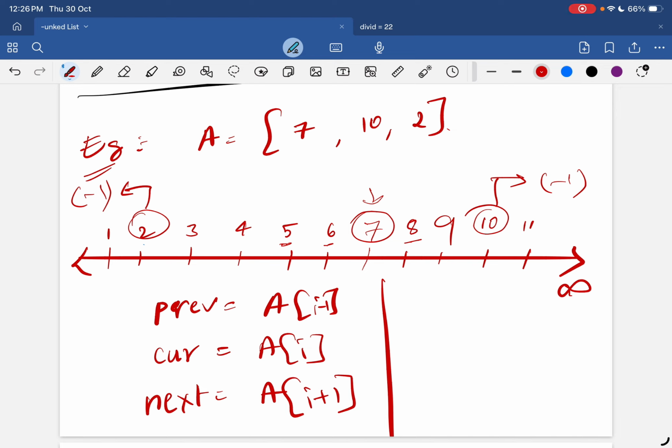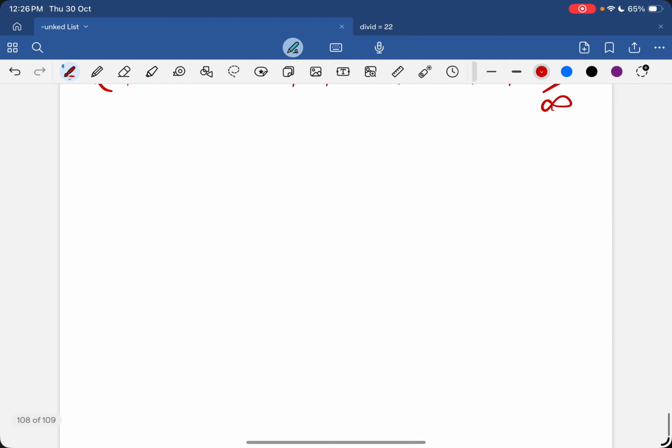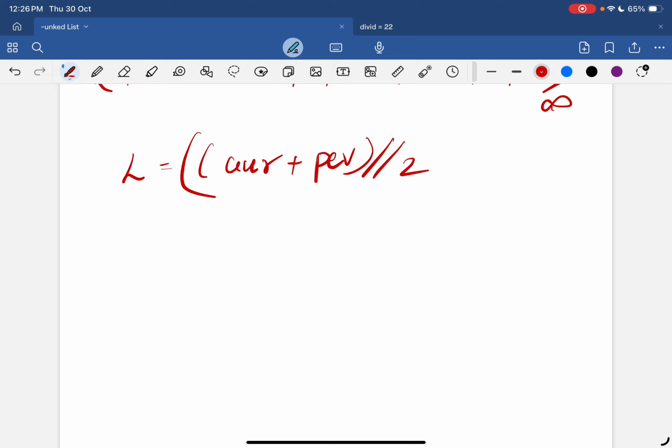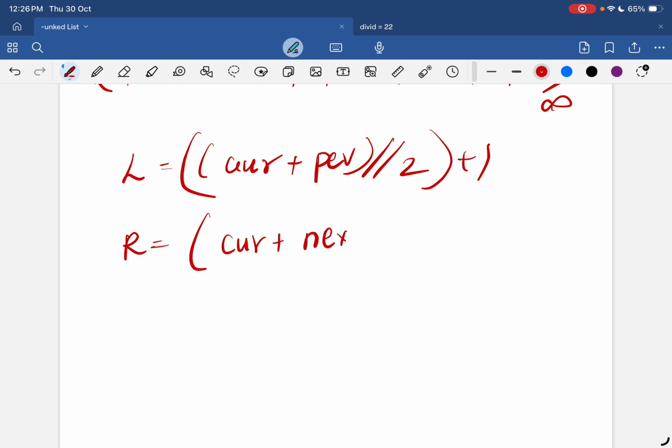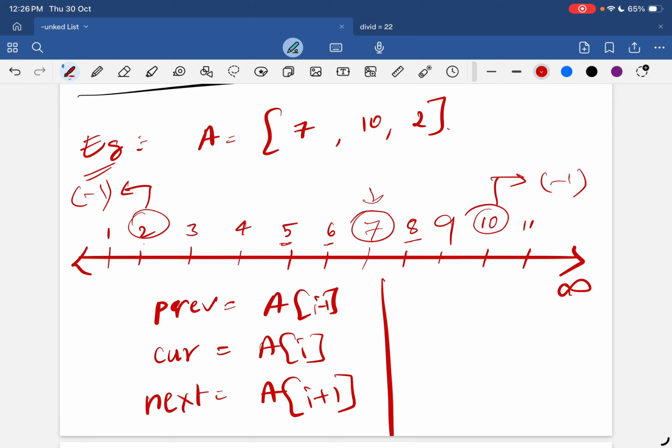So to count the number of ranges, to count the range which are left to it, we can derive a simple formula, that is left boundary is equal to (current plus previous) by 2 plus 1, and to get the rightmost range R equal to (current plus next) by 2. By this we'll get left is equal to 5. This will be left and this will be a right.